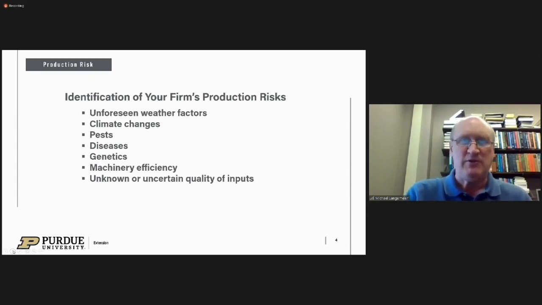This year, one of the risks that we've seen that's very important from a production standpoint is availability of inputs. Many producers have had difficulty getting their herbicide of choice. And so they had to go to plan B, plan C in terms of their herbicides. And so that can also represent a production risk.